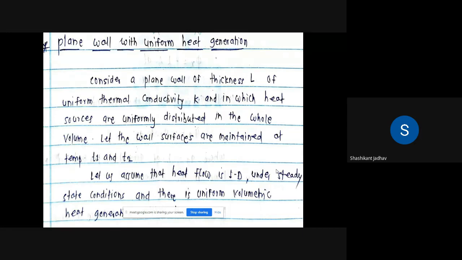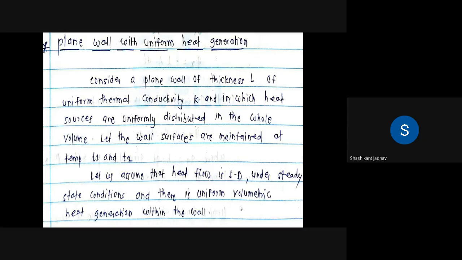Let us assume that heat flow is one dimensional, under steady state conditions, and there is uniform volumetric heat generation within the wall.